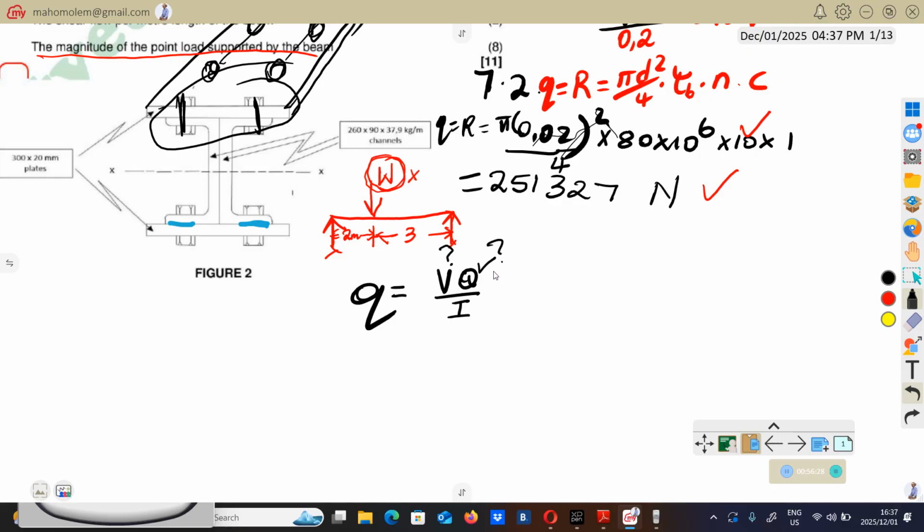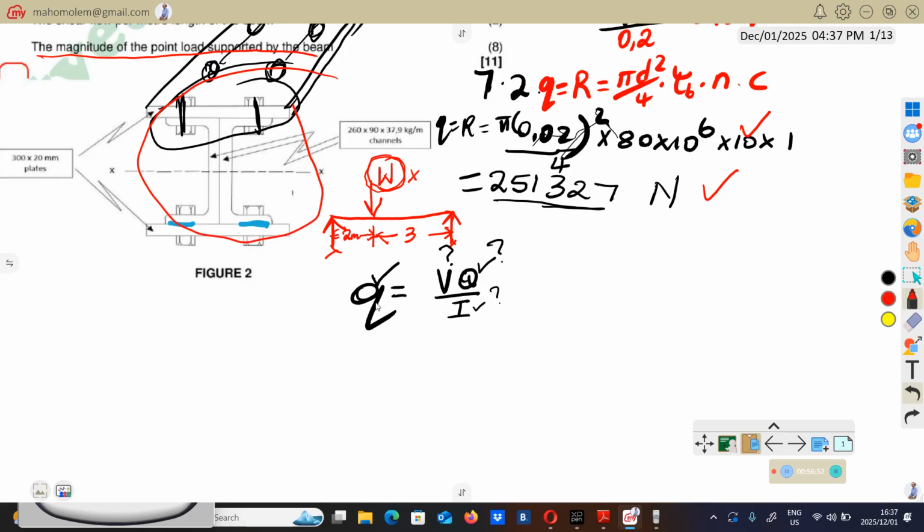At the moment, we don't have this one. Then this one, let's try to find it. We don't have it at the moment. At the moment, we only have this one here. So we have Q. Let's find the I. This I that you see here is going to be I of the whole section combined.